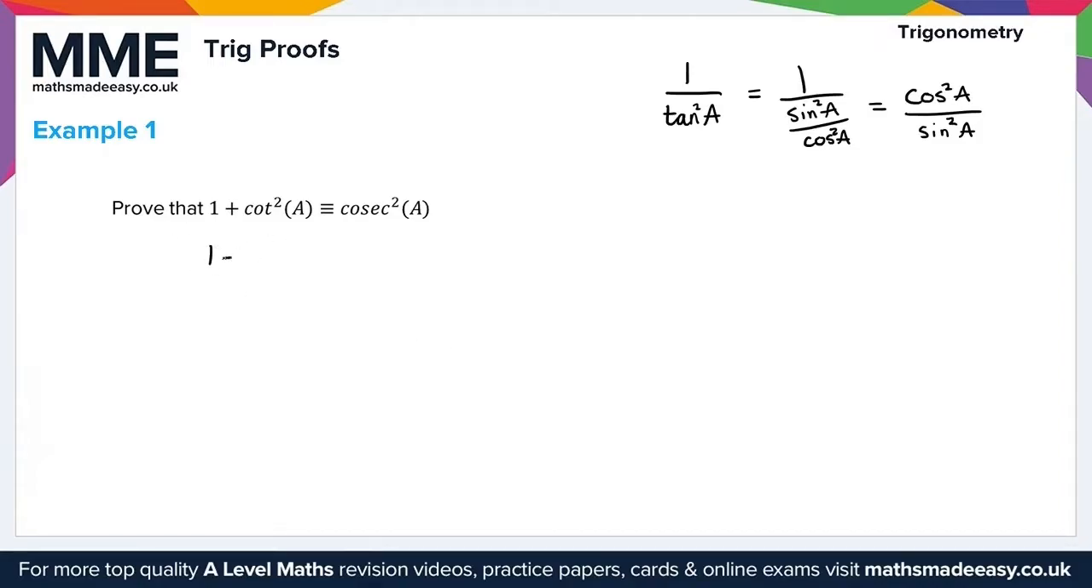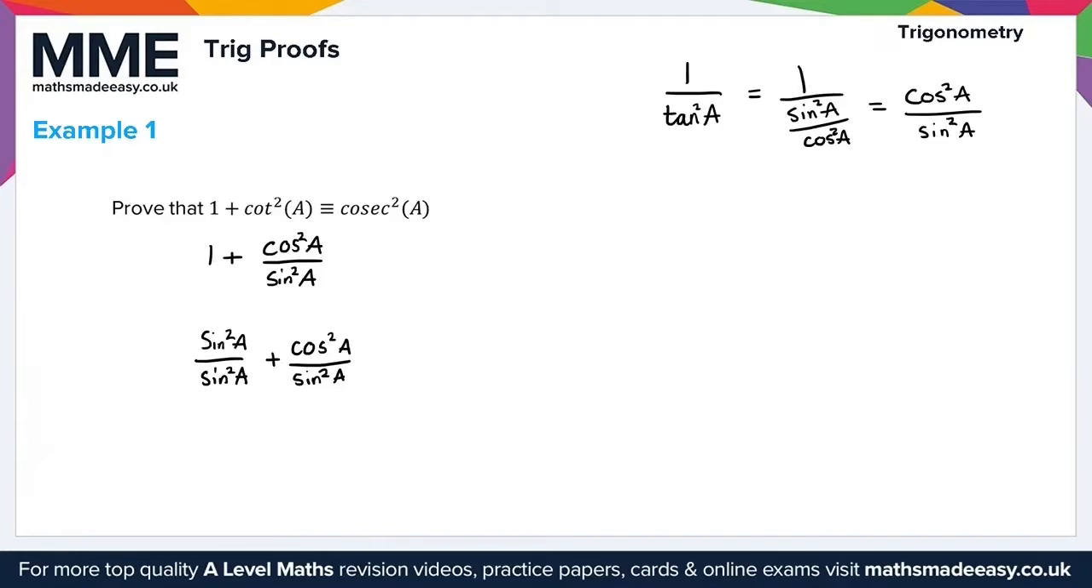We can write that as 1 plus, as we've just mentioned, cos squared a over sine squared a. And what can we do with this now? Well, what we could do here is get this over a common denominator. As we're adding 1 plus this fraction, if we get this over a common denominator, this would be sine squared a over sine squared a, and this would be cos squared a over sine squared a. All I've simply done here is multiplied this 1 by sine squared a.